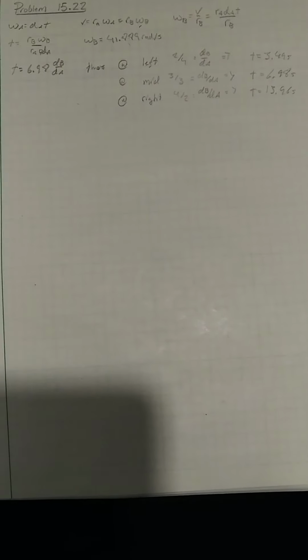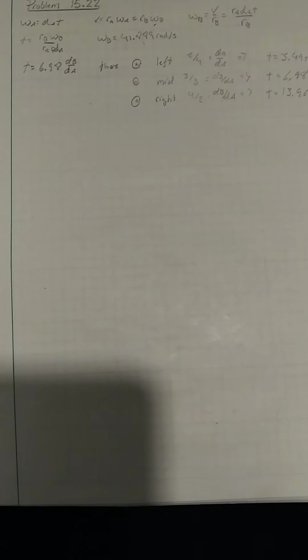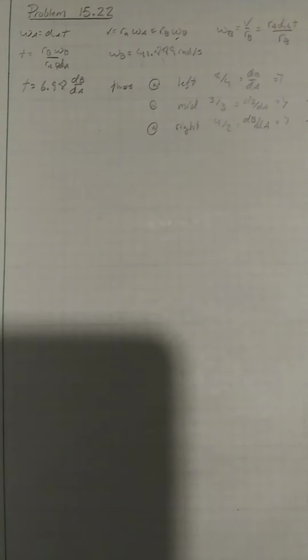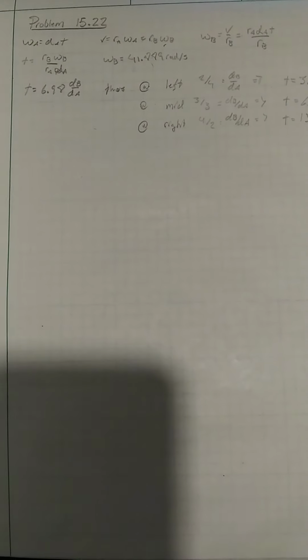Alright, problem 15.22. The two pulleys shown may be operated with the V-belt in any of 3 positions. The angular acceleration of shaft A is 6 radians per second squared. If the system is initially at rest, determine the time required for shaft B to reach the speed of 400 RPMs with the belt in each of the 3 positions.